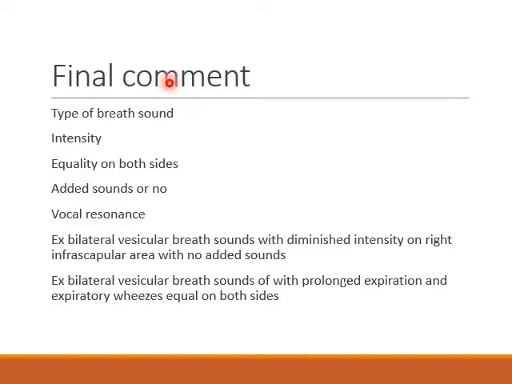So what's your final comment? Type of breath sound, intensity, the equality on both sides, if there is added sound or not, and the vocal resonance. And finally, an example: I auscultated bilateral vesicular breath sound with diminished intensity on the right infrascapular area with no added sound. Another example: I have auscultated bilateral vesicular breath sound with prolonged expiration, and the expiration is equal on both sides.